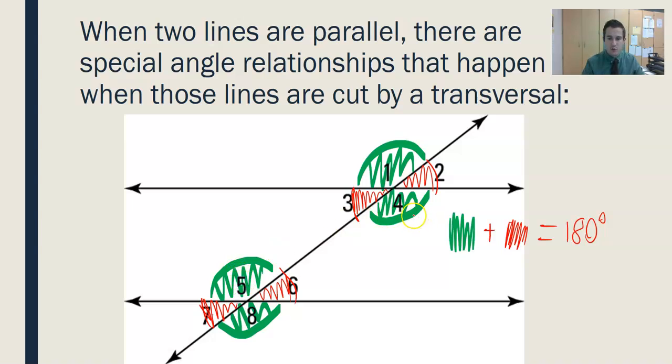So like 5 and 4, 5 and 1, 5 and 8, those are all congruent to each other. 5 and 6, 5 and 3, 5 and 2, 4 and 7, all those will be supplementary. Every single time. It never changes. That's always the case when you have two parallel lines and a transversal cutting through them, however far apart the parallel lines are, or however the transversal cuts through them, those relationships will always exist.